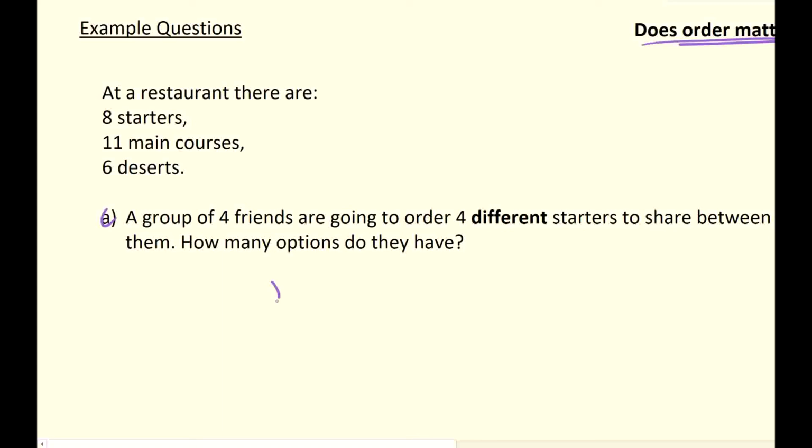So the first person has 8 choices. Second person, that starter's gone. We can't order the same one again. So there's only 7 choices left, then 6, then 5. And again, because they're sharing them, we have to do the dividing thing. So it doesn't matter which starter this person orders compared to this person, because they're all going to be shared amongst the group anyway. That means we have to divide, and we then divide it by 4 factorial, because there are 4 different starters. And that's it. If they weren't going to share, by the way, it would just be that. You wouldn't bother dividing.